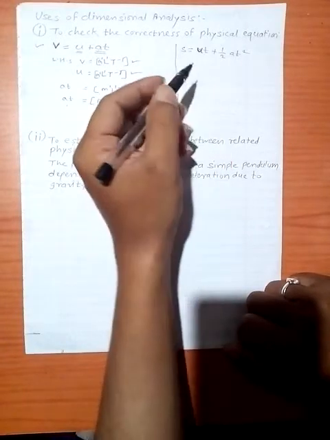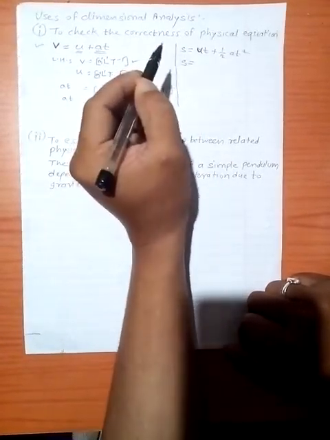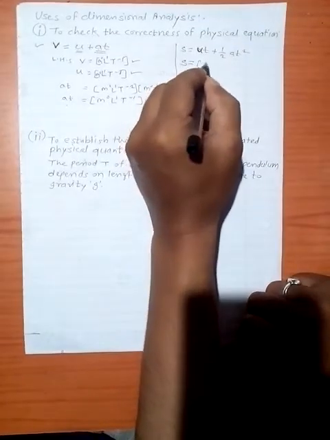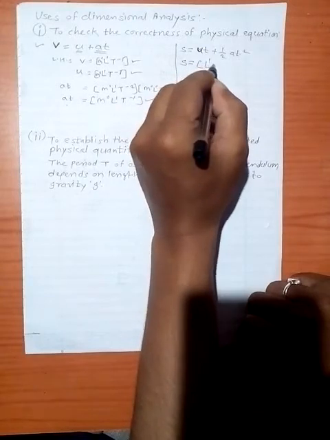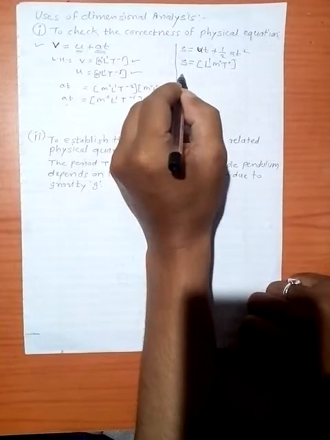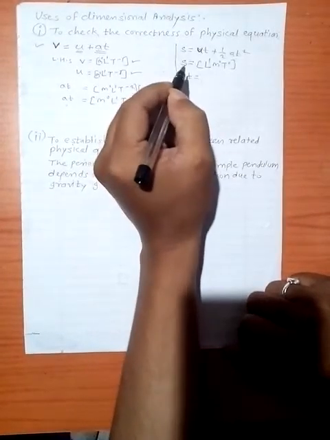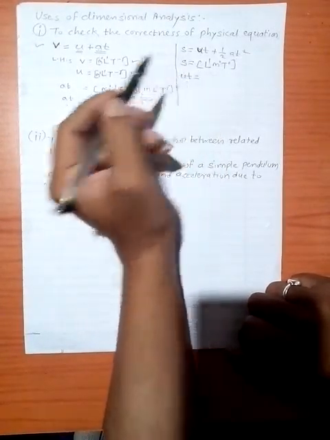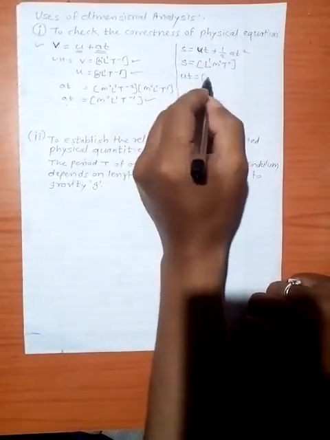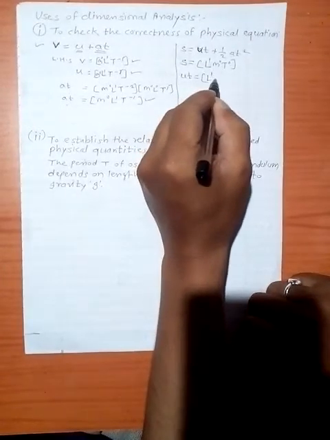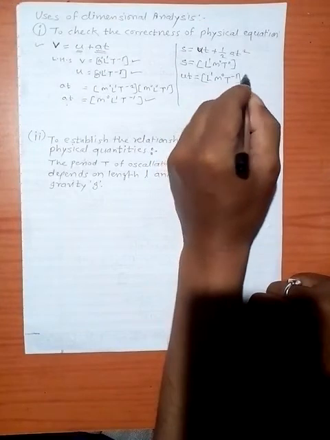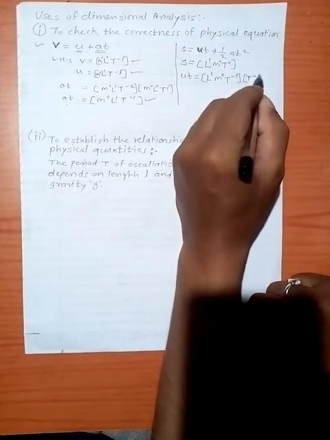For this, s is a displacement, which is a length, so the dimension formula is L raised to 1, m raised to 0, t raised to 0. Then for ut, u is a velocity, initial velocity, L raised to 1, m raised to 0, t raised to minus 1, and here is t raised to 1.